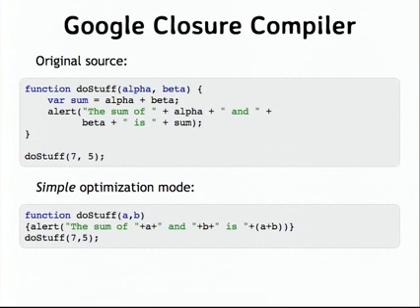Then there's simple optimizations mode. And this is about on par with what a good JavaScript minifier can do. It's going to perform some source code transformations. It's going to rename some local variables, maybe inline a few expressions. Try to make your code a little bit shorter.